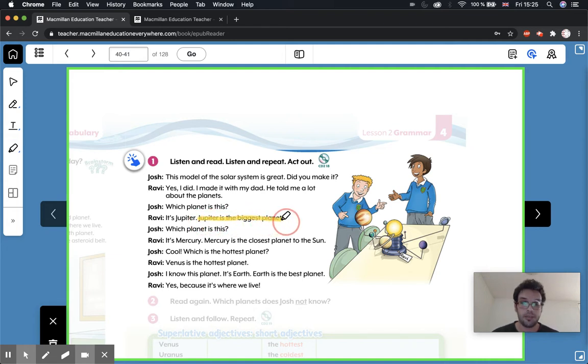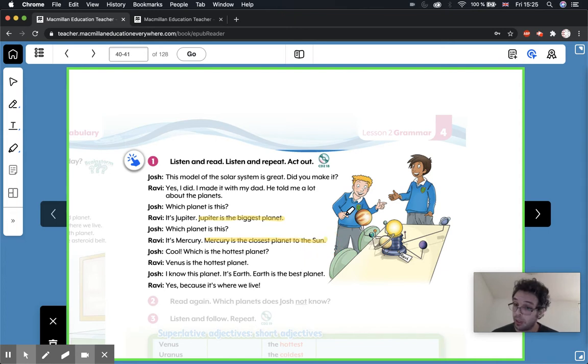¿Qué dice aquí? Dice, Jupiter, the planet Jupiter, is the biggest planet. The biggest planet. ¿Qué quiere decir? Tenemos el adjetivo big, grande, y aquí el superlativo, the biggest. Jupiter is the biggest planet. Jupiter es la planeta más grande, el más grande, the biggest. Let's have a look at some other examples.